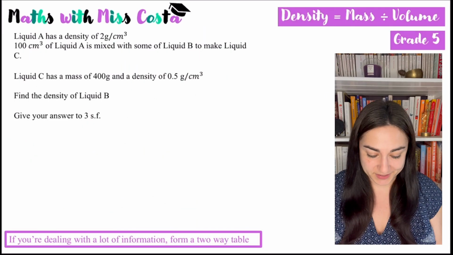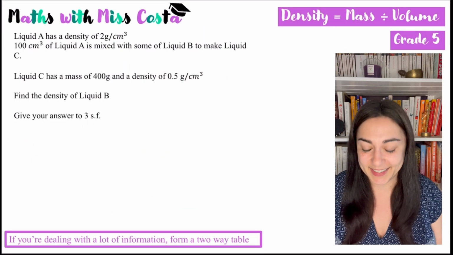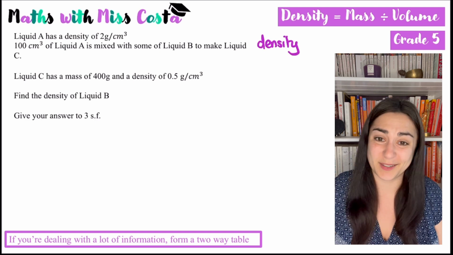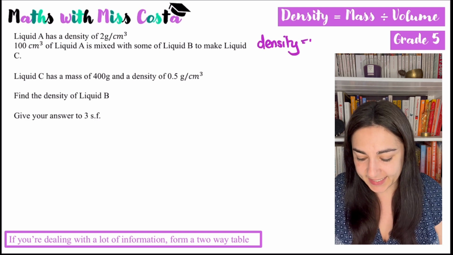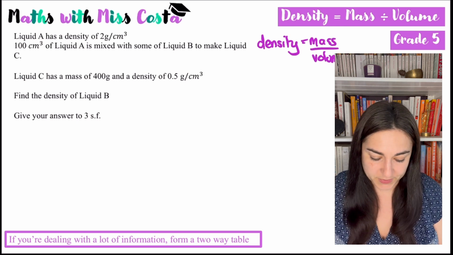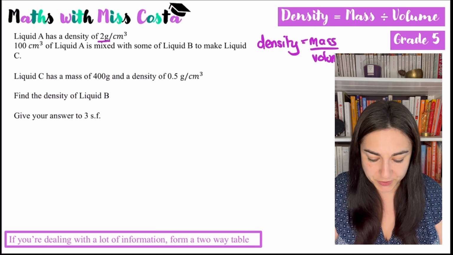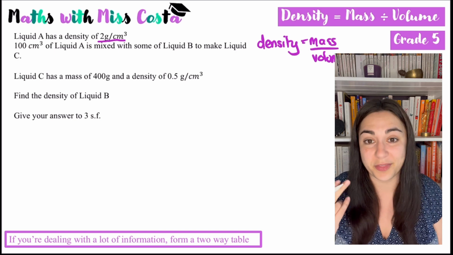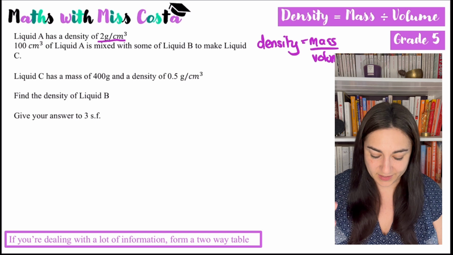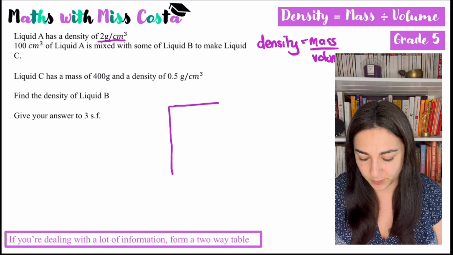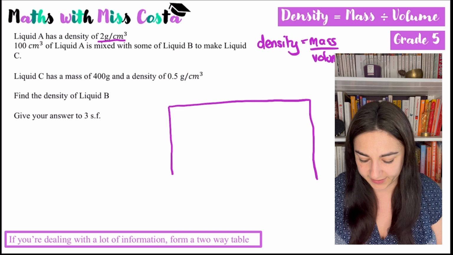Okay, so in this question, I am dealing with density. So the formula for density, and this is not a formula that you're given, but sometimes they do give it to you. Density is mass over volume. So I am told that liquid A has a density of 2 grams per centimetre cubed. I'm just skimming the question. I'm noticing that there are 3 liquids. So whenever you've been given a lot of information, you might just want to form yourself a two-way table so that you can collect it and you don't get lost.